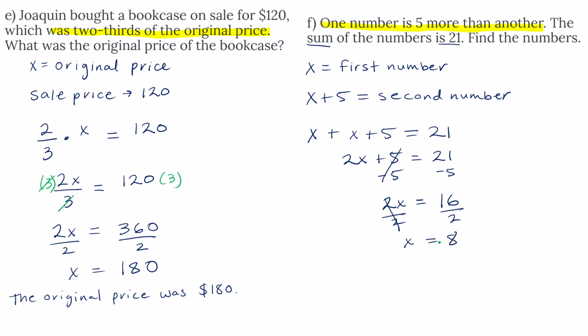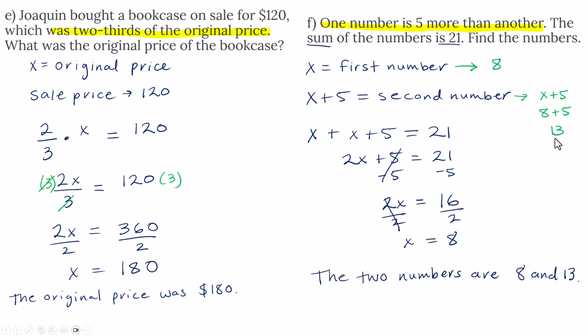So because we found x is 8, that means that the first number is 8. If the second number is 5 bigger than that, we could find it by putting 8 into x. So 8 plus 5 is 13. So there we have the sentence. The two numbers are 8 and 13. And if you think about it, 8 plus 13 is 21, and 13 is 5 bigger than 8.